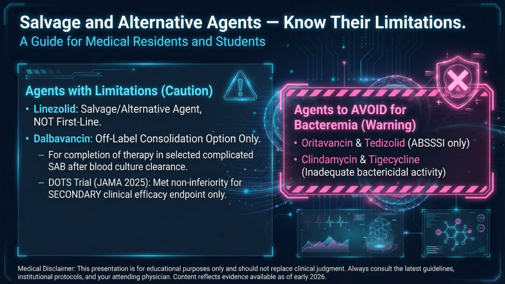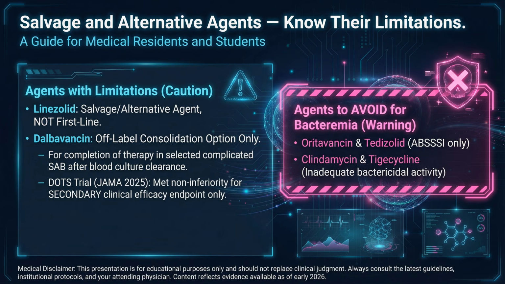It is just as important to know which agents to use as it is to know which agents not to use, or when to use them with caution. First, Linezolid. It is critical to understand that Linezolid is considered a salvage or alternative agent. It is not first line for MRSA bacteremia. It lacks Food and Drug Administration approval for this indication, and in fact, the FDA label notes mortality concerns in catheter-related bloodstream infections.